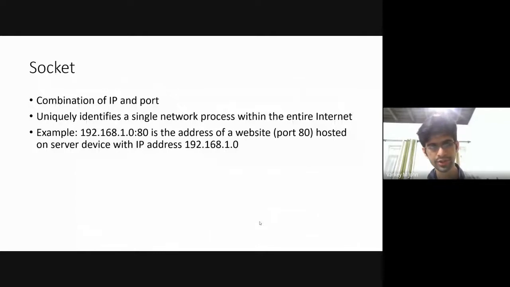So a socket is basically a combination of these two things, IP and port. It uniquely identifies a single network process within the entire internet. So let's say there's a device which has the IP address 192.168.1.0, and it has a website hosted on it. It uses port 80. So this is basically a socket. You use this to access that particular service, which is the website hosted on this device.